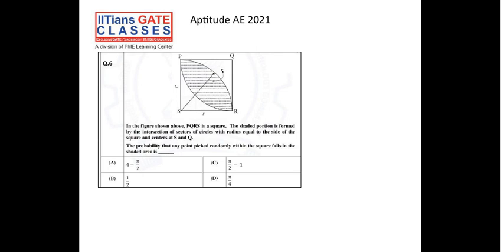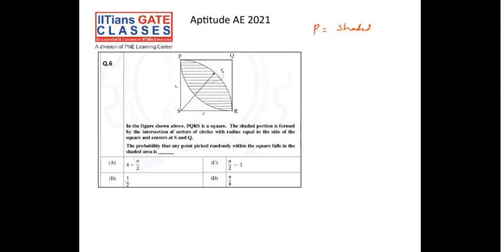Moving on to the next question. In the figure shown above, PQRS is a square. The shaded portion is formed by the intersection of sectors of circles with radius equal to the side of the square and centers at S and Q. The probability that any point picked randomly within the square falls in the shaded area is.